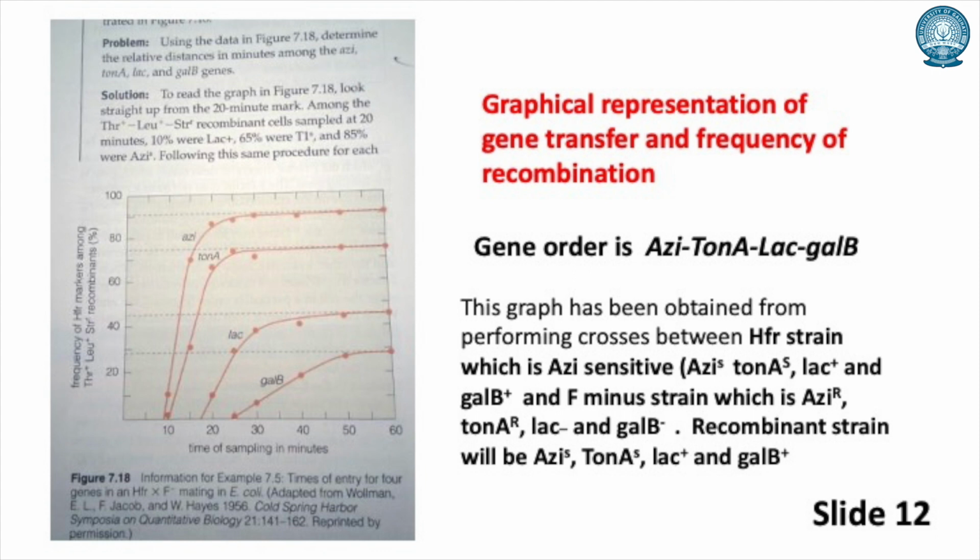So you can now place the order of the genes. The gene order, depending on the time of entry, is azi first, then TON A, then LAC and then GAL B.